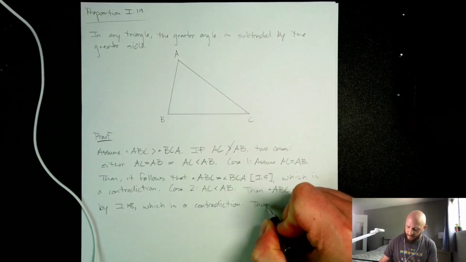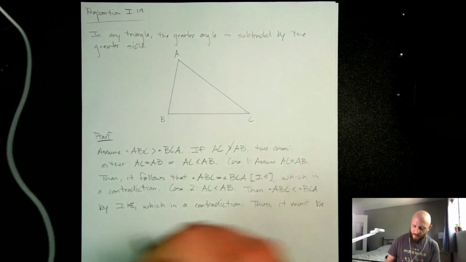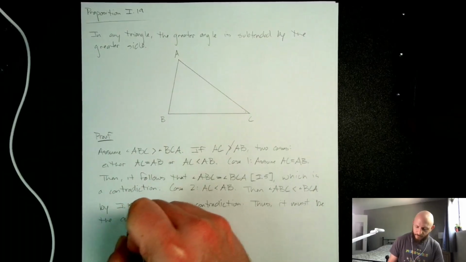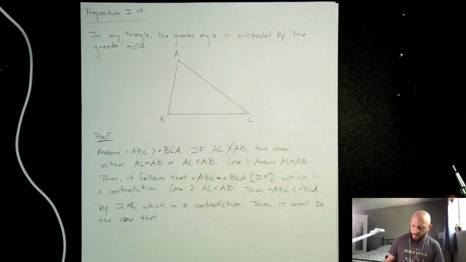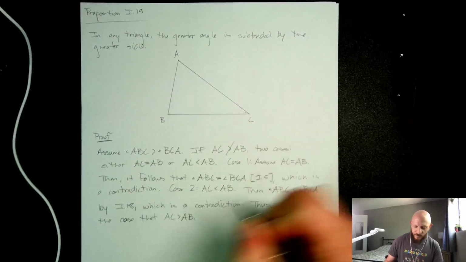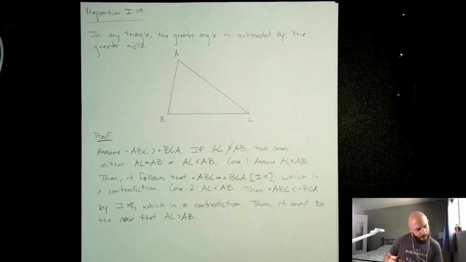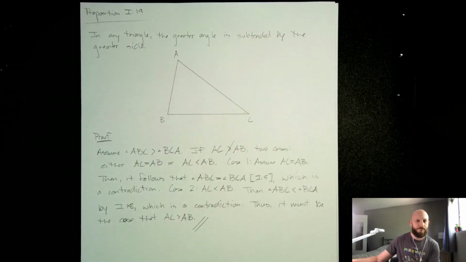Thus, it must be the case that AC is greater than AB. Right? So therefore, AC is not less than AB. It was proved that it's not equal either. So AC is greater than AB. QED. Therefore, etc.